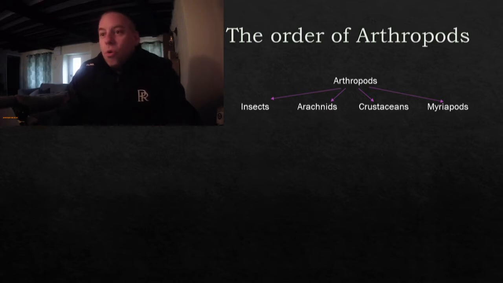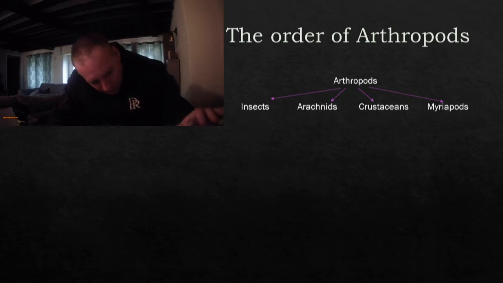Here are our orders of arthropods. So there are 4 that we need to know about today, and they are insects, arachnids, crustaceans, and myriapods. And I'm going to show you how to identify them, some of the key features. We're going to start off with the insects, but before we do that, it's going to be useful for us to organise ourselves so we can do some notes.